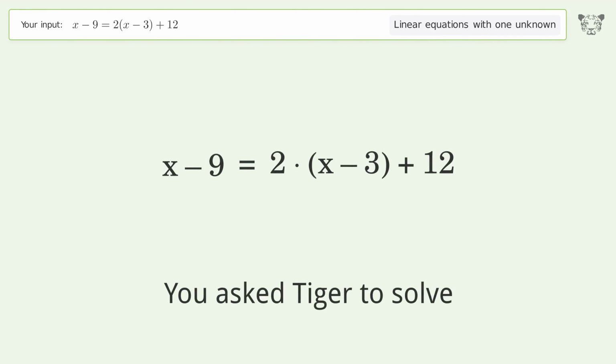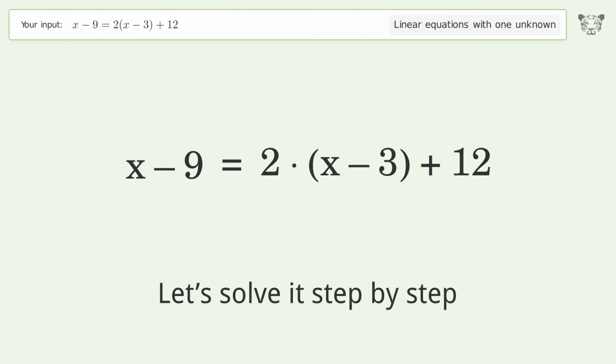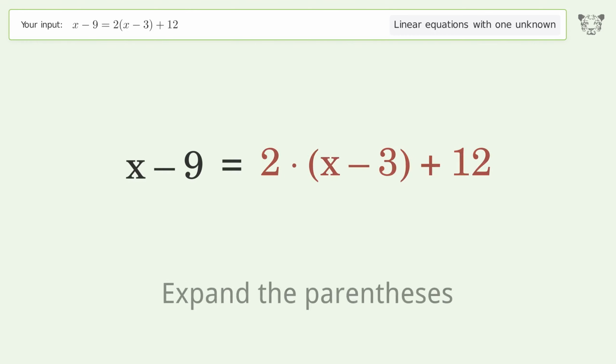You ask Tiger to solve this. This deals with linear equations with one unknown. The final result is x equals -15. Let's solve it step by step. Simplify the expression. Expand the parentheses.